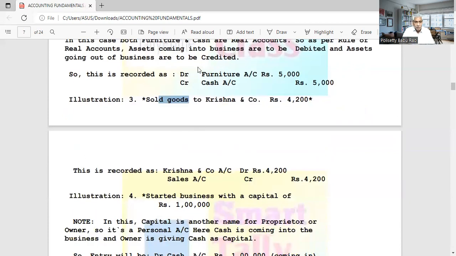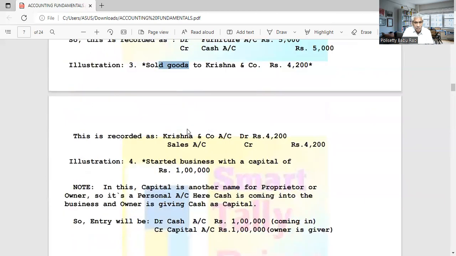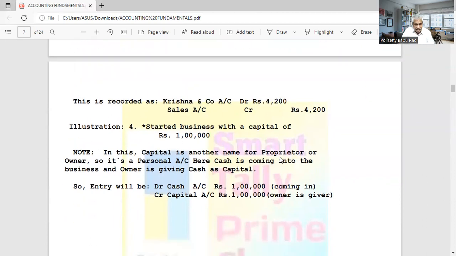So here goods are sold, so we are writing sales account. Next. I told you already in the beginning about representative accounts, that I will tell you in a different way. Here we are changing the name of the goods. Similarly, we will change the name of the proprietor also.